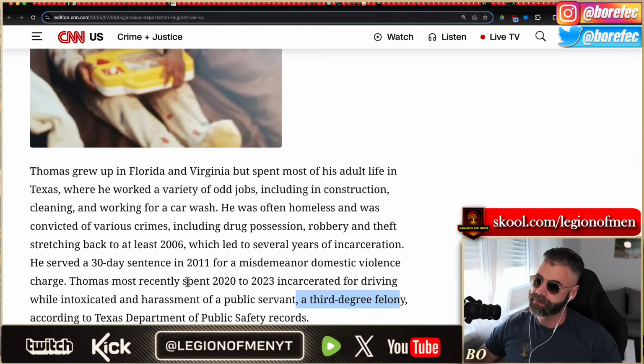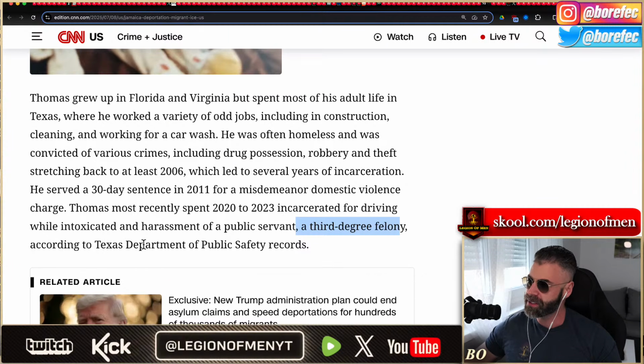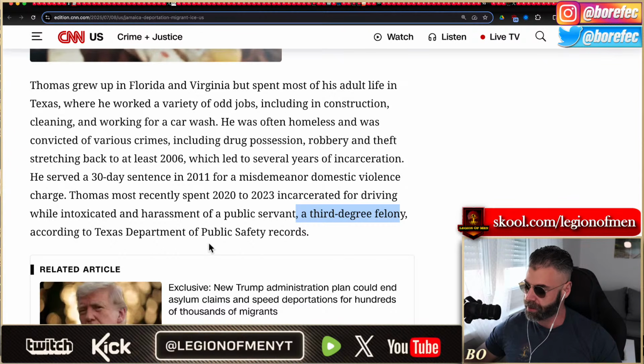Do you see? Why would they continue writing this? I told you, none of this makes any sense. We got a felon here and he got deported back to his home country. Interesting. According to Texas Department of Public Safety records.